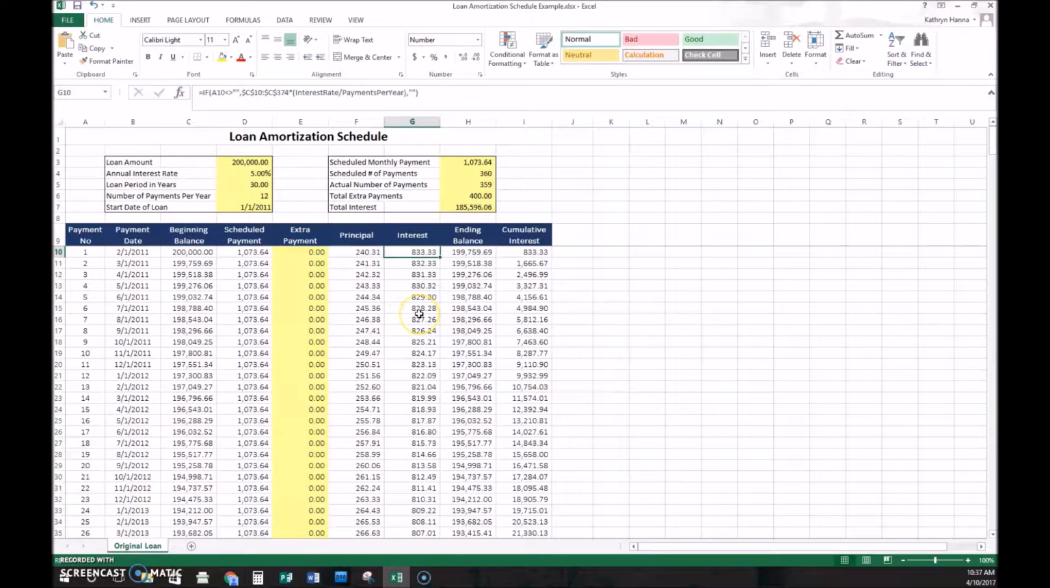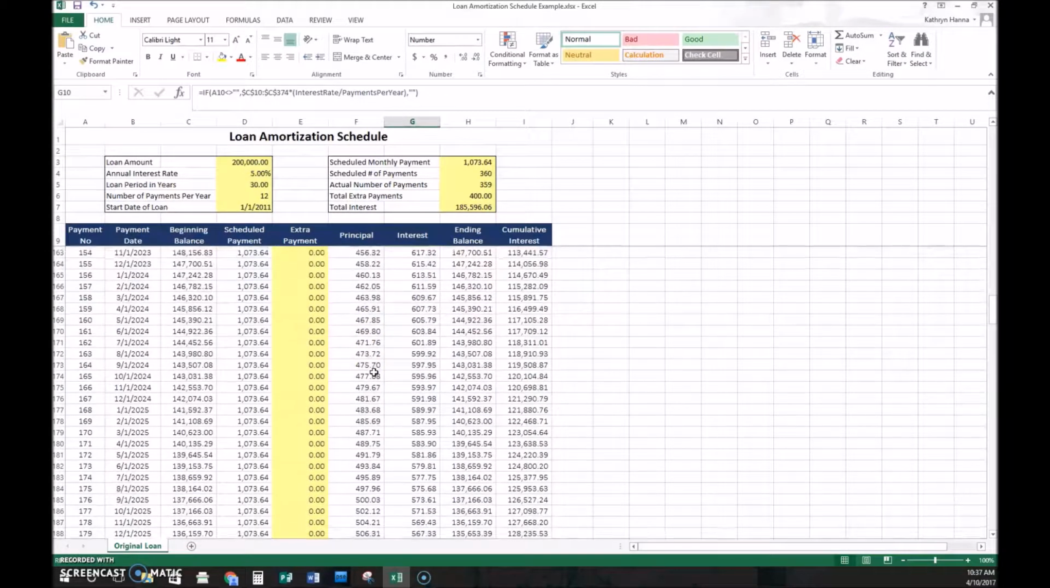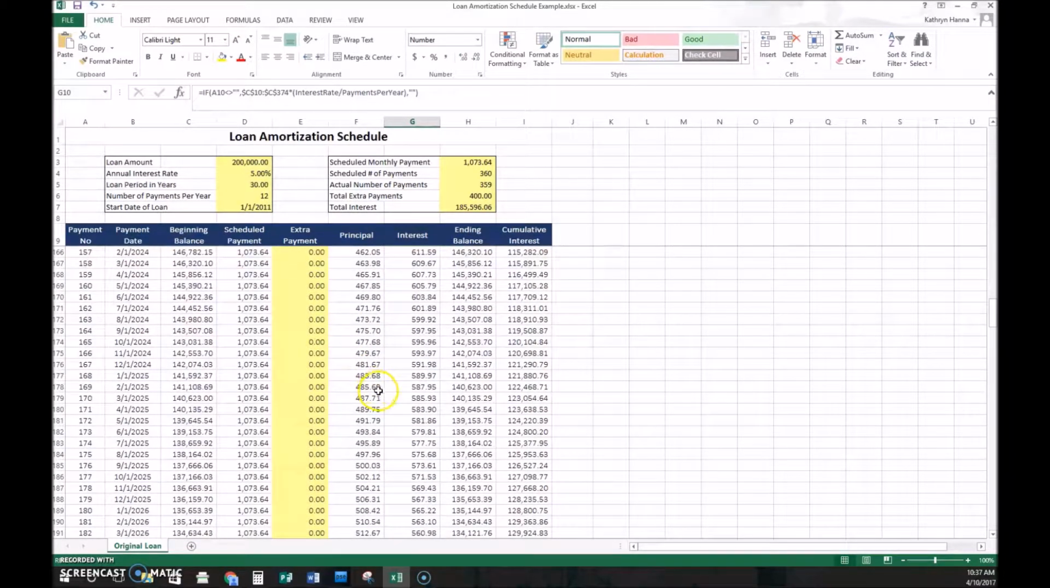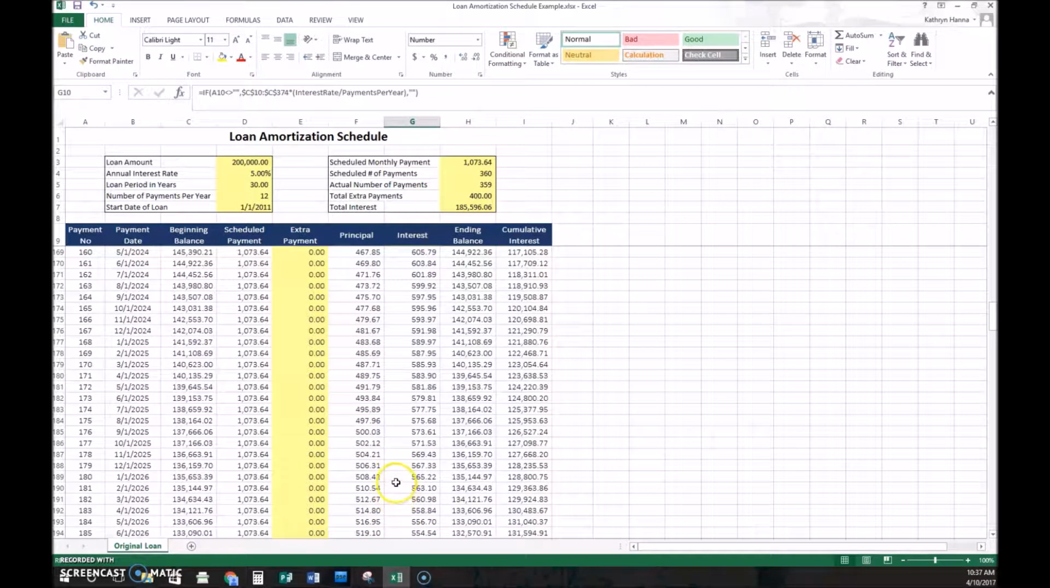If we look real quick, we can scroll down through the years and see that the interest is going down each month and the amount that goes toward principal is going up each month. So we'll just scroll down through some of the years. You can see about halfway through the loan here, we're at about equal payments for principal and interest, and then as you go along, you're paying more and more toward principal and less in interest each month.